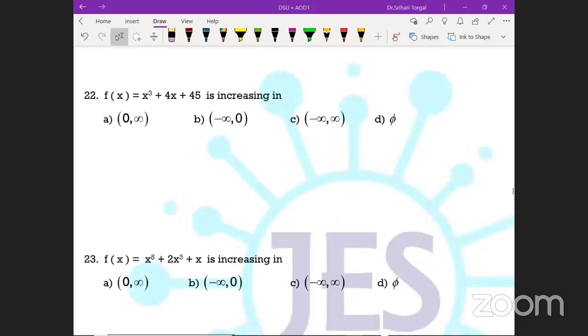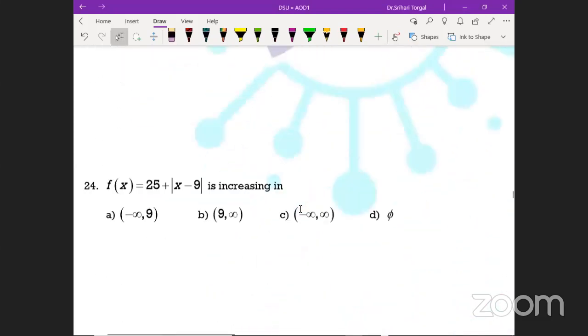Question number 22. This is also a similar kind. See here, these are the two problems which are in the exemplar also. Minus infinity to plus infinity, always increasing. This is also always increasing, minus infinity to plus infinity, because it is odd.